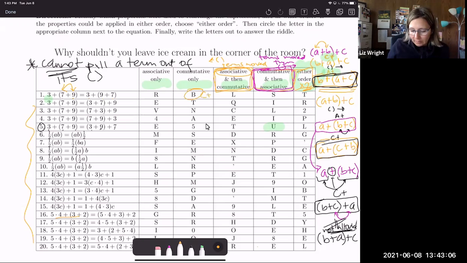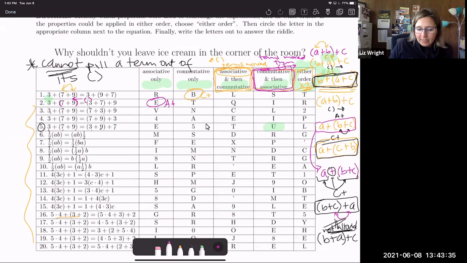All right, let's look at the next one. This time we've got 3 plus 7 plus 9 with parentheses here, and then we've got 3 plus 7 plus 9. They're in the same order, but the parentheses changed places. So that's the associative only property. And again, that's the associative property of addition because it's not moving across multiplication. Now let's look at number 3.